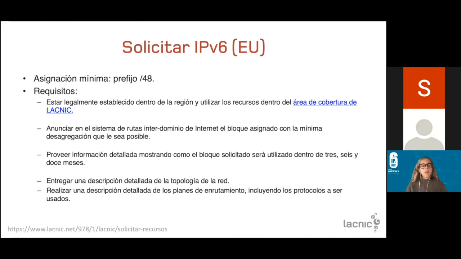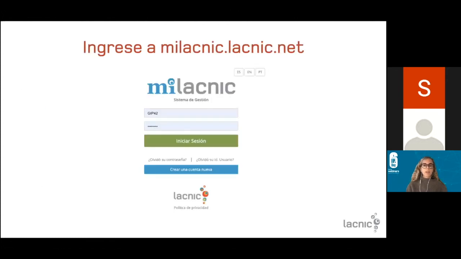And for the end users, the minimum assignment by default is a slash 48 prefix. If the organization needs more than that, of course, they can request it. And we just ask them to justify what they're going to use it for. And if it's justified, then we assign it. Here too, they need to be legally established in the region, and they have to say what is the ASN that they're going to announce it through. And as I said earlier, to explain the network topology, the detailed description of the usage.